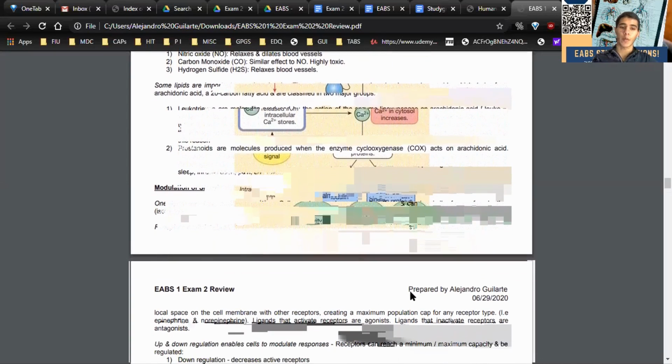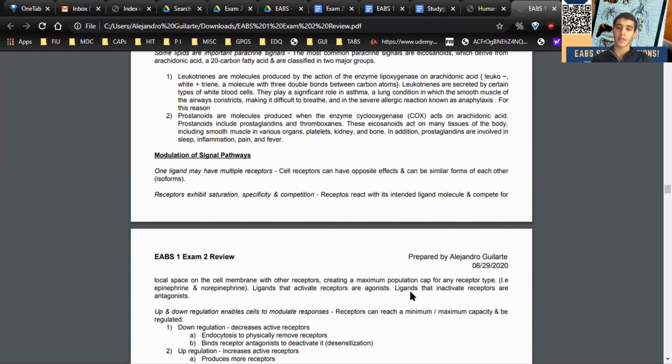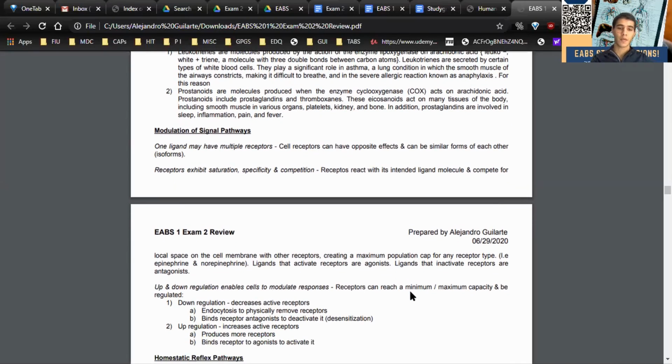And how can these pathways be modulated? Well, one ligand can have multiple receptors. A cell can have multiple receptors, and they could be different varieties of the same family. We call those isoforms. You can have two different receptors that are very similar but have opposite effects. This is because of their isoform.